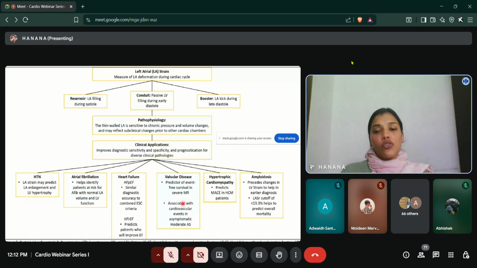Also in the case of aortic stenosis and hypertrophic cardiomyopathy, it will give out the major adverse cardiac events. The chances of major adverse cardiac events, like sudden cardiac death, for these patients can be given by the LA strain. And in amyloidosis patients, if the cutoff value is less than 13.3, it will predict the overall mortality of the patient. It is very critical for a patient with amyloidosis if the value is less than 13.3. That's about left atrial strain.